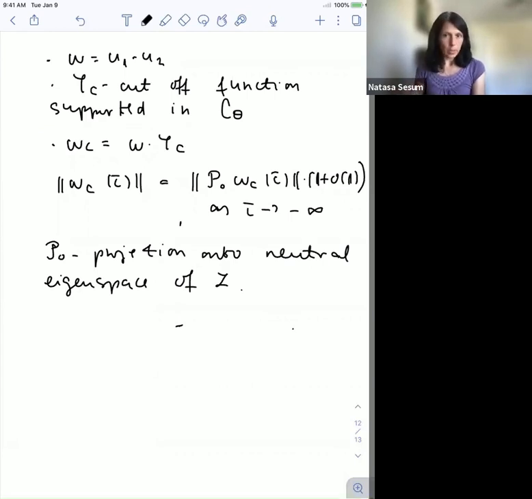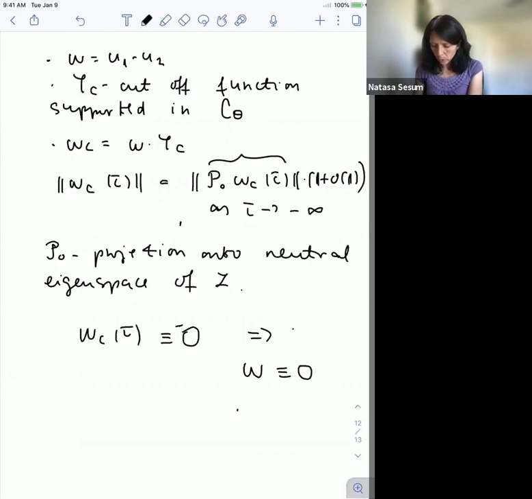So this is the estimate that, once you have it, you can project the whole equation onto the neutral space. You can carefully analyze the error terms, and then you can prove that WC of t is identically equal to 0. Because what we actually prove is that this projection onto the neutral mode is identically equal to 0, which gives you also that WC has to be equal to 0. And then you also argue that W is identically equal to 0, which means U1 is equal to U2 with parameters gamma and beta, for some choice of parameters gamma and beta. Okay.